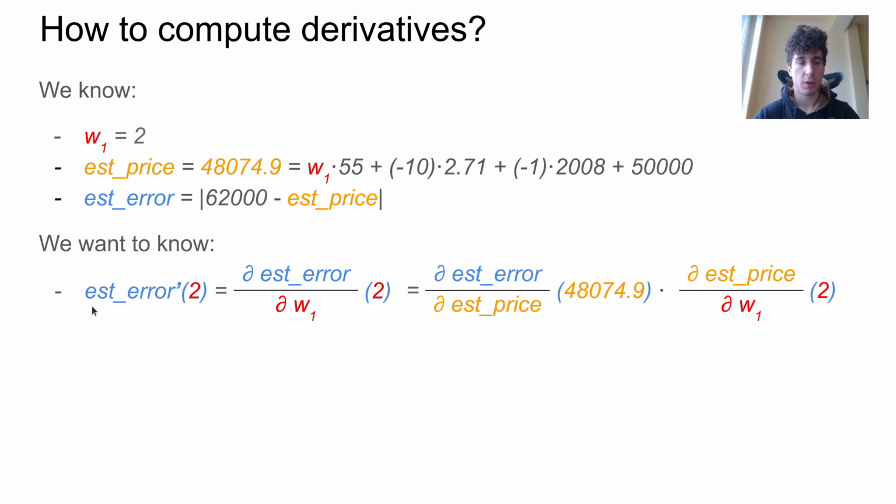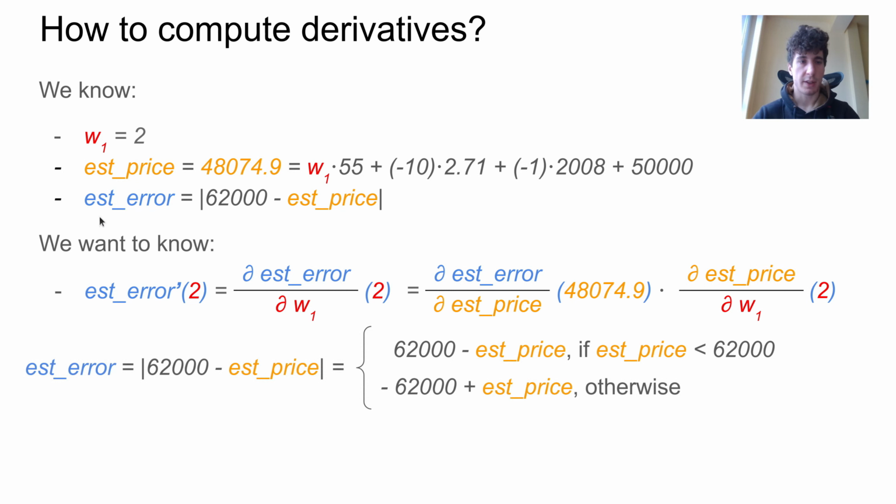Now, if we want to compute the derivative with respect to W1, which can also be written like this, we can split it in two parts. So we can have this first part, which is the derivative of the error with respect to the estimated price, and the derivative of the estimated price with respect to W1. So this way we can compute the derivative in two parts. These are easier to compute.